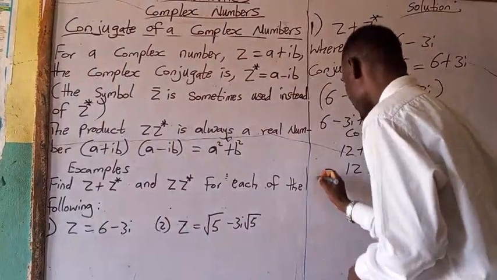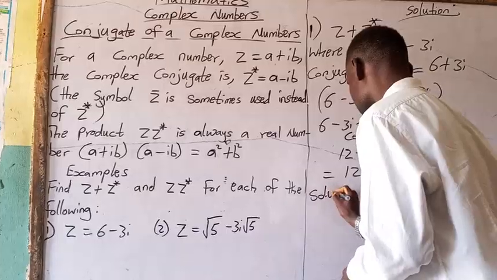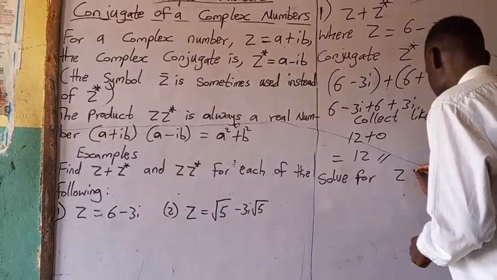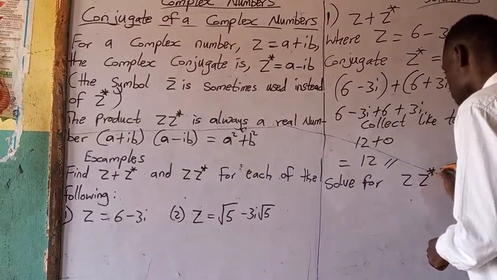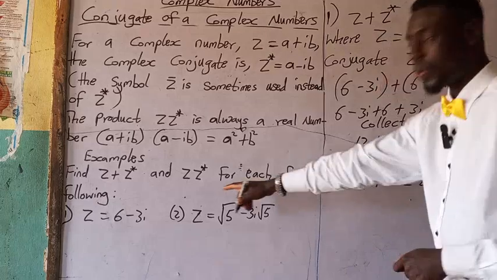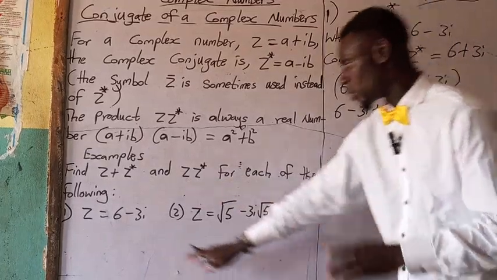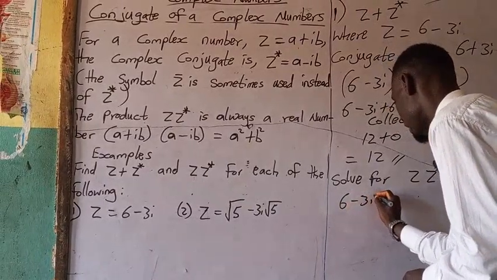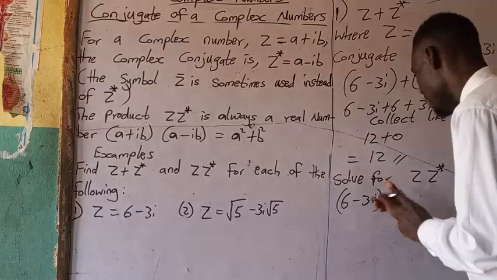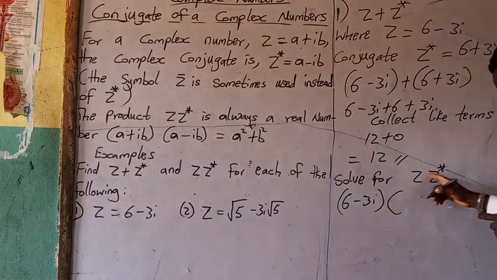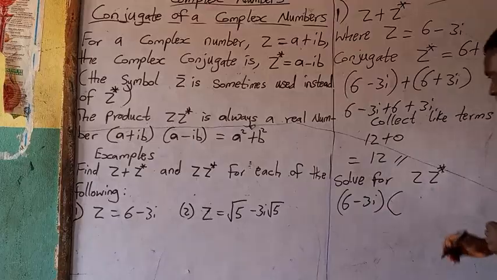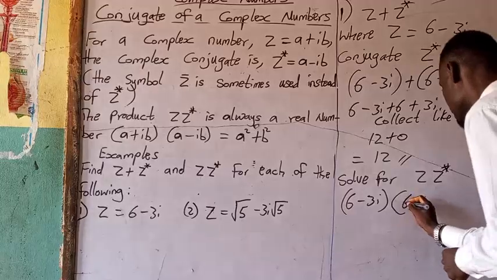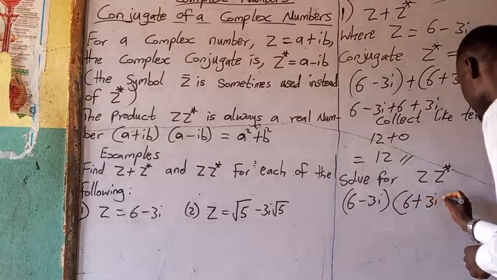Now let's solve for Z and its conjugate. Now in this case, you are multiplying. Our original value there, which is Z, is this value. So let's bring it out. Use a bracket to separate them. 6 minus 3i times, you remember, there's a times here. Nothing is in between them, so it's times. So times its conjugate. Look at this conjugate, 6 plus 3i.